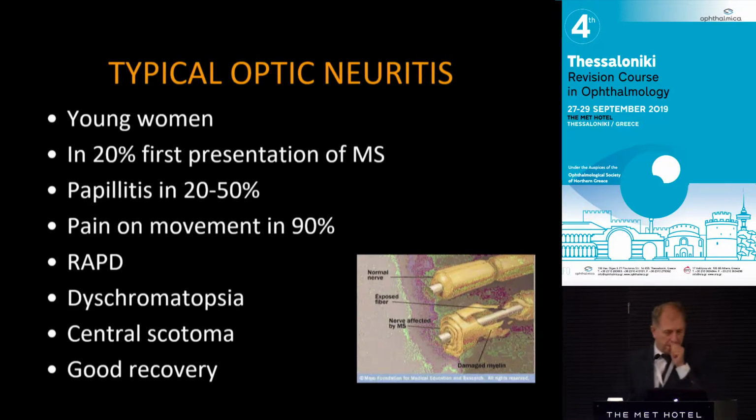So to go on to typical optic neuritis, I will not talk much about it. As you know, it is the most common. It's in young women. In 20% it is the first presentation of multiple sclerosis. It's papillitis, usually presenting in 20 to 50% of cases. Usually there is a positive relative afferent pupillary defect, dyschromatopsia, central scotoma, and usually good recovery.